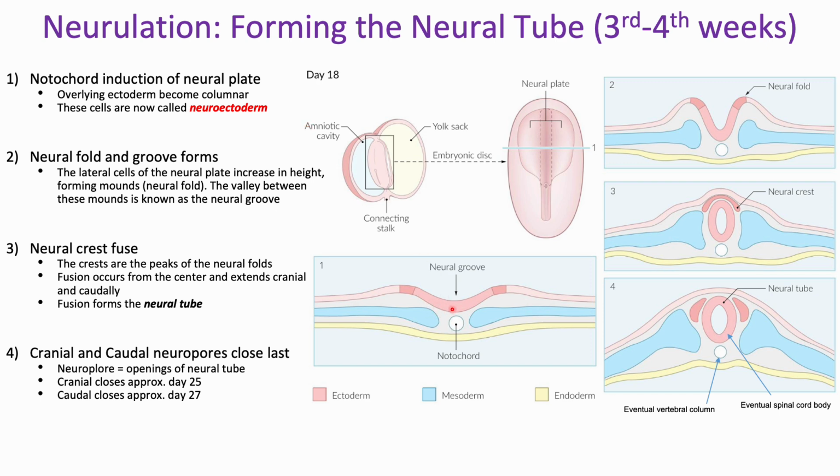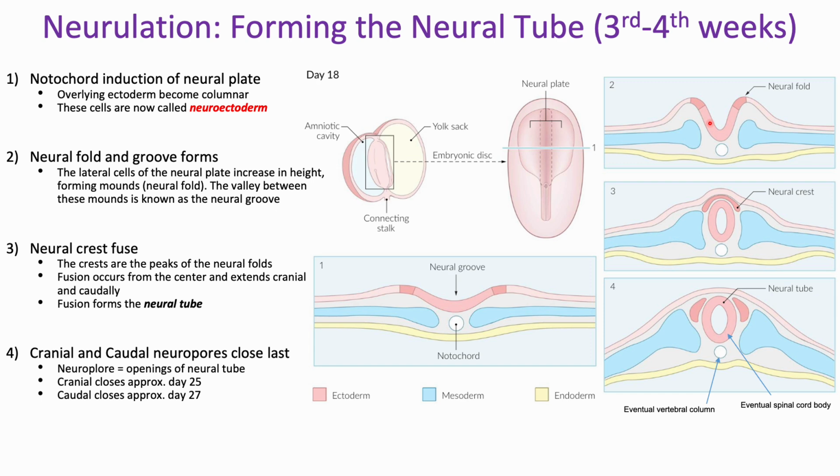So what we can see is that with neuroectoderm, some of these cells that are lateral to the notochord are going to increase in height, so become columnar cells. And the central cells don't really change in shape. So this growth in height is going to actually cause the ectoderm to form folds. So here we can see the folds starting to form.